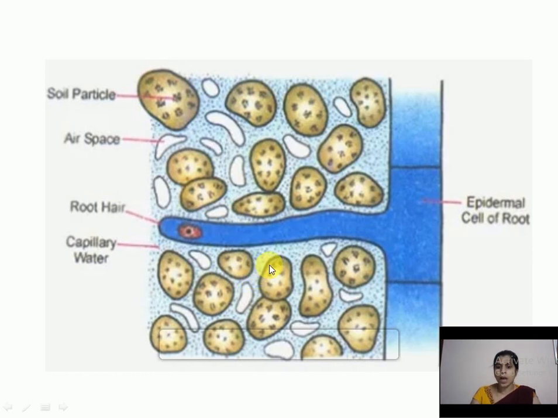Okay, root hairs are always in contact with the air in the soil. Oxygen from the air in the soil particles diffuses into the root hair and reaches all the cells of the root, where it is utilized in respiration. Carbon dioxide produced in the cells of the root during respiration goes out through the same root hair by the process of diffusion.